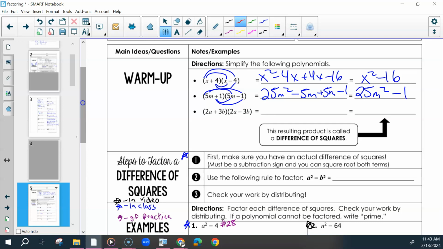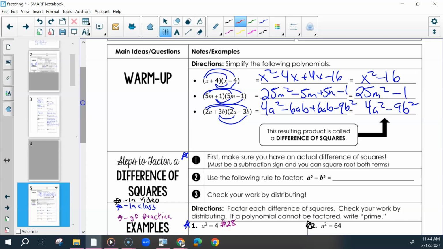And then the last one, 2a times 2a. 4a squared. 2a times negative 3b. Negative 6ab. 3b times 2a. Positive 6ab. And then 3b times negative 3b. Negative 9b squared. So when we combine all the terms, that final answer would be 4a squared minus 9b squared.